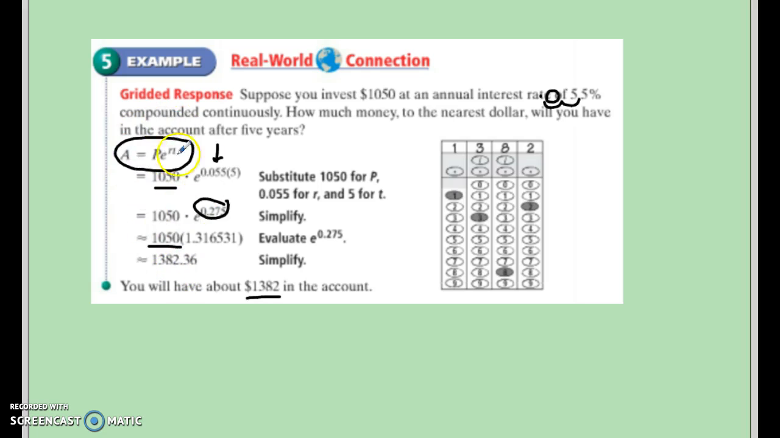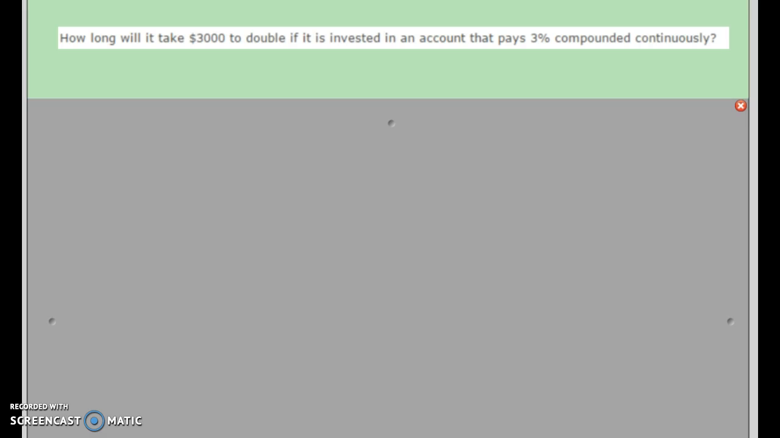I can also use this formula if it asks me how many years I will need to keep this in, or what percentage I will have to get to reach a certain amount. So remember, I just plug in the things that I'm given and find the things that I don't. So let's look at an example of this one too. How long will it take $3,000 to double if it is invested in an account that pays 3% interest compounded continuously?